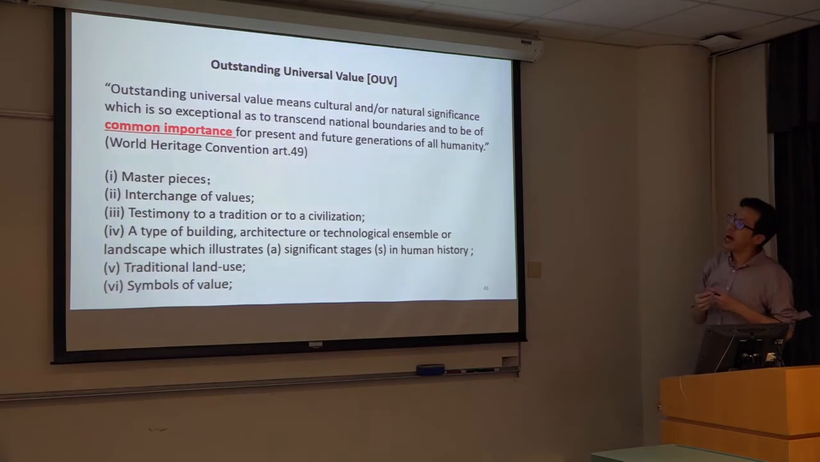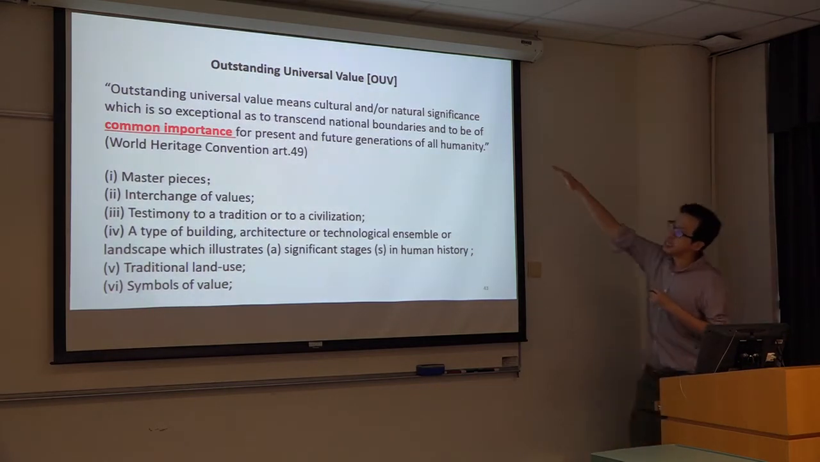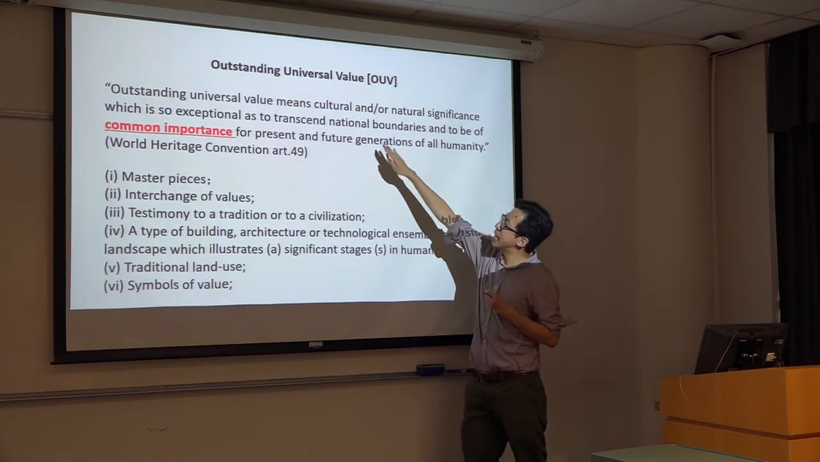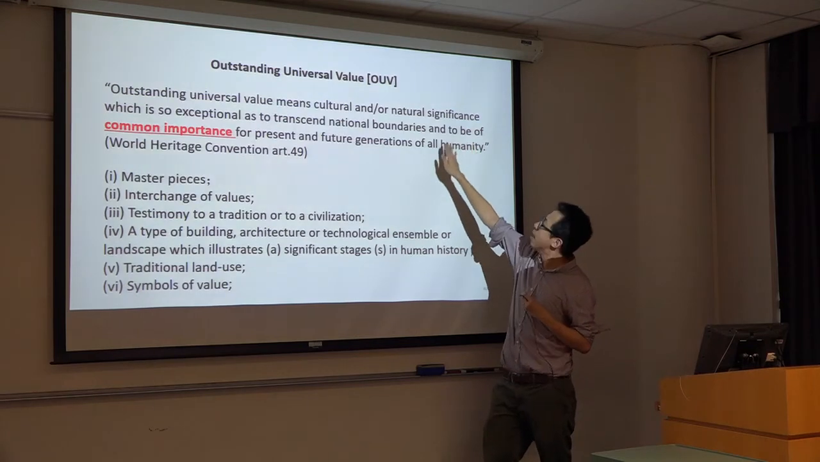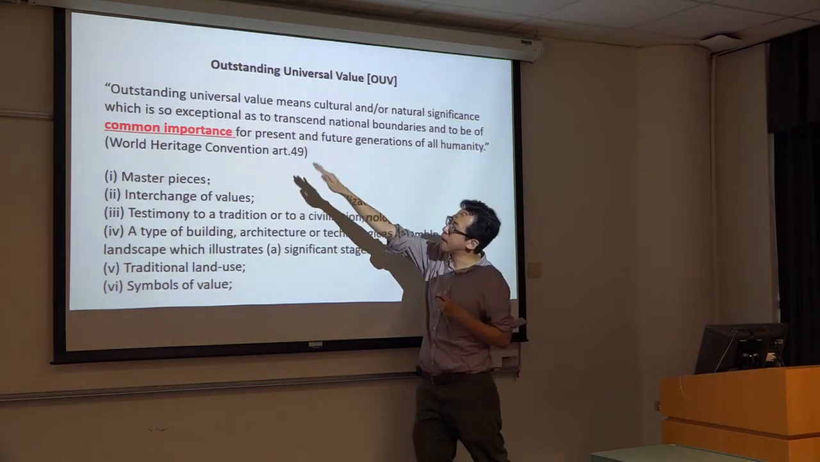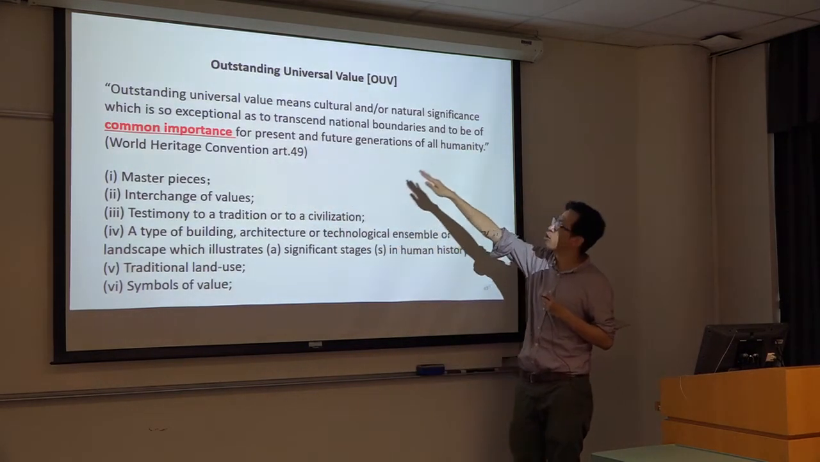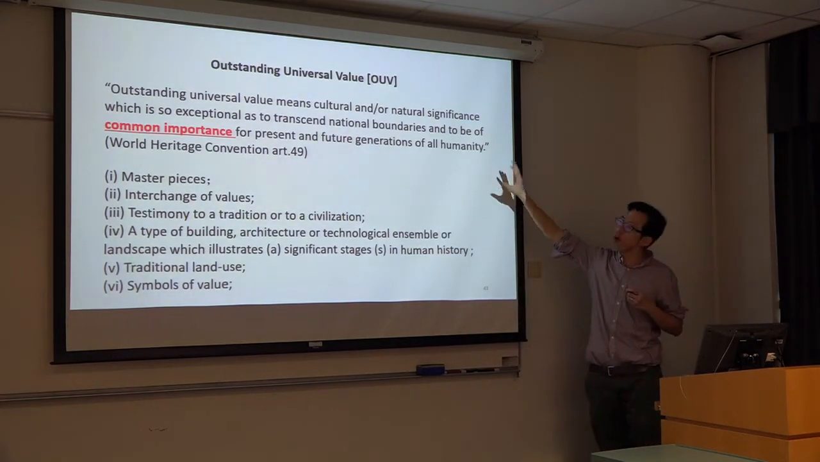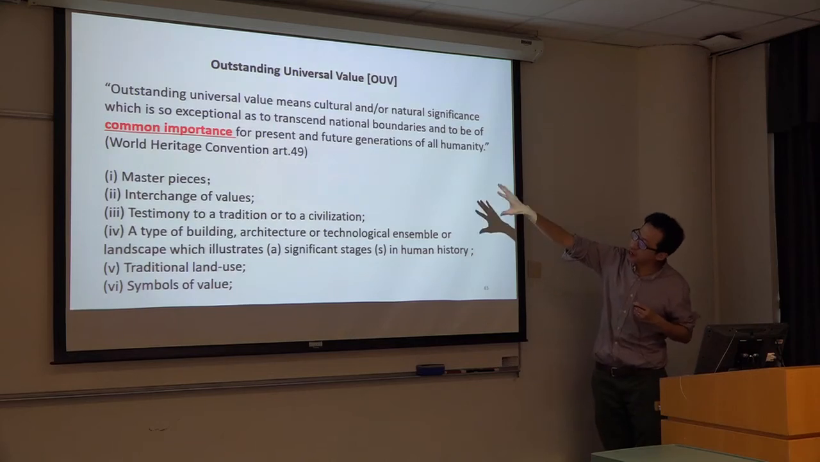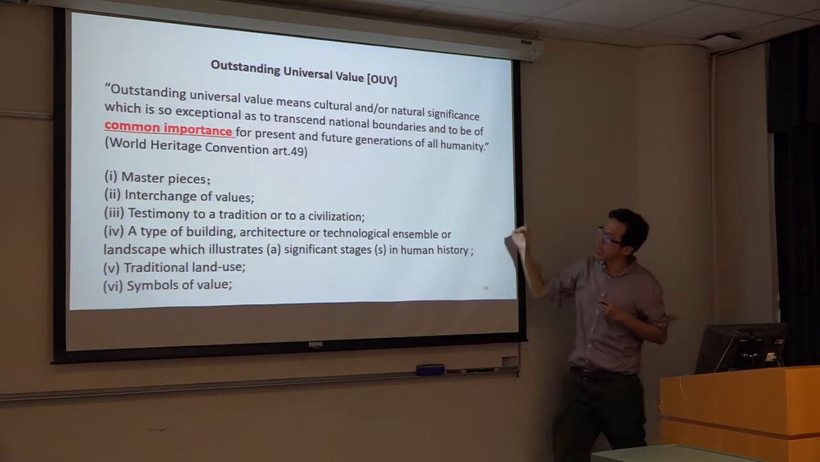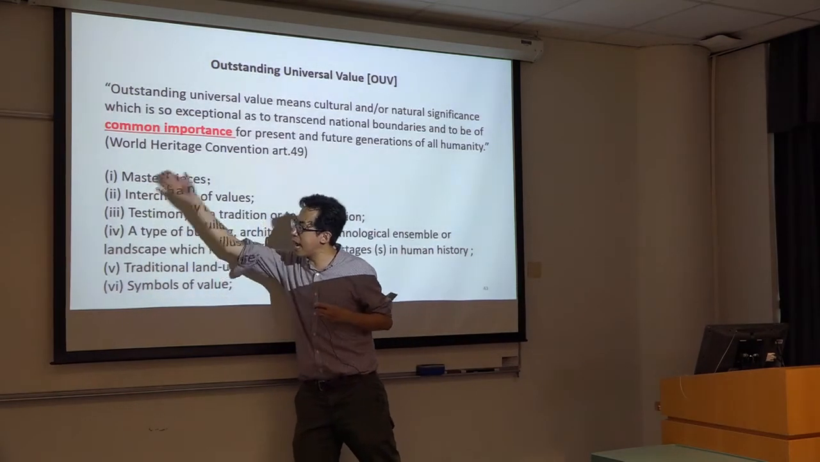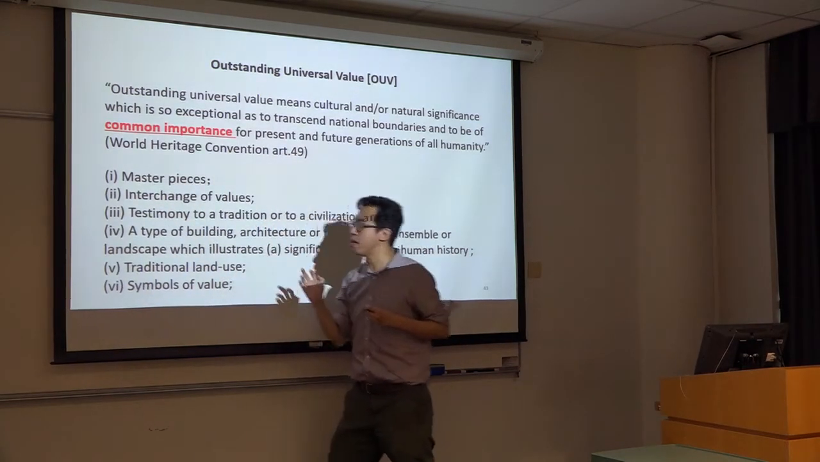By definition, outstanding universal value means cultural and or natural significance which is so exceptional as to transcend national boundaries and to be of common importance for present and future generations of all humanity. This is from the original Heritage Conservation Guideline. And this OUV includes 6 specific dimensions or aspects.